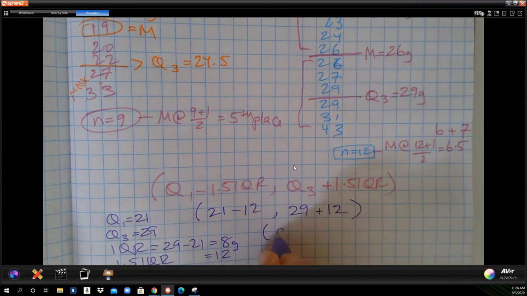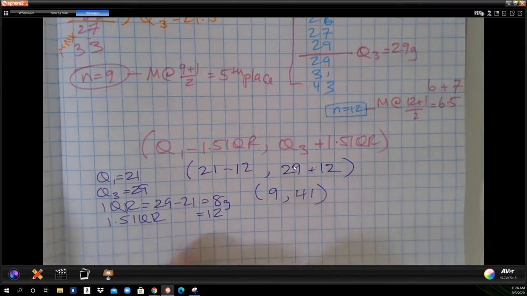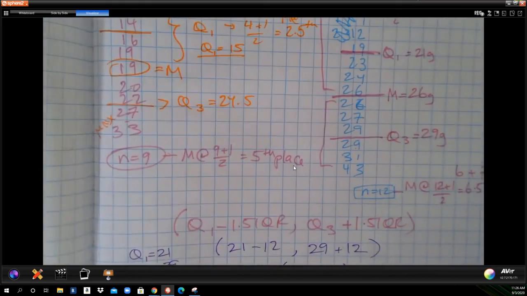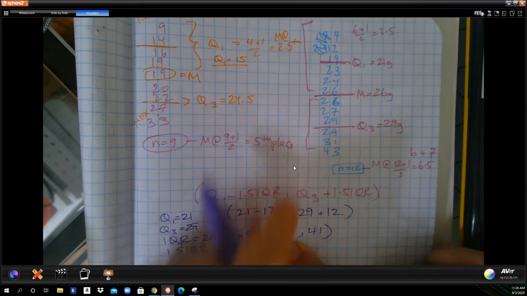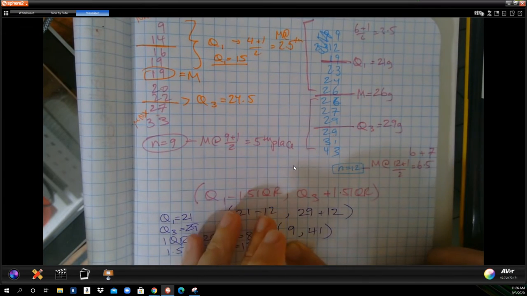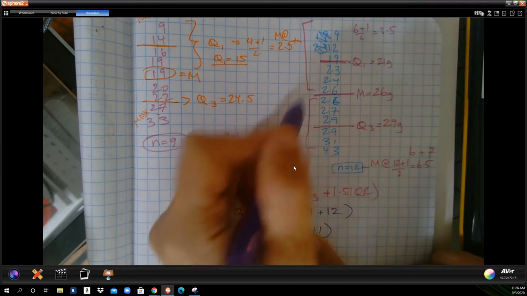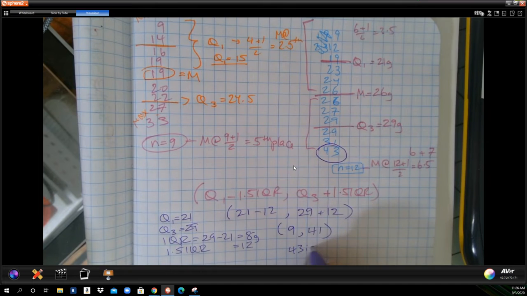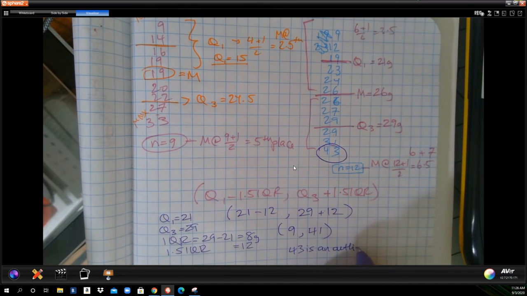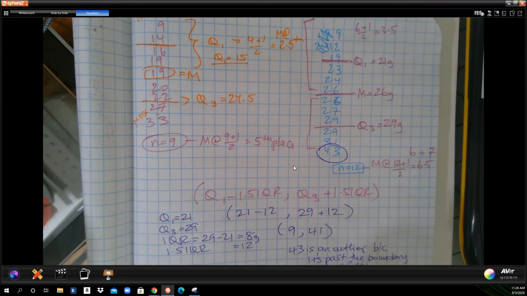And then we're going to write down what we have. These are the boundaries, and you want to pass these boundaries to have an outlier. So on the bottom end, we're going to check, do we have anything smaller than 9? We have a 9, but it's not outside the boundary, so it's fine. It can stay on the graph. 41, we have an outlier. All right, so we have an outlier. 43 is an outlier because it's past the boundary.